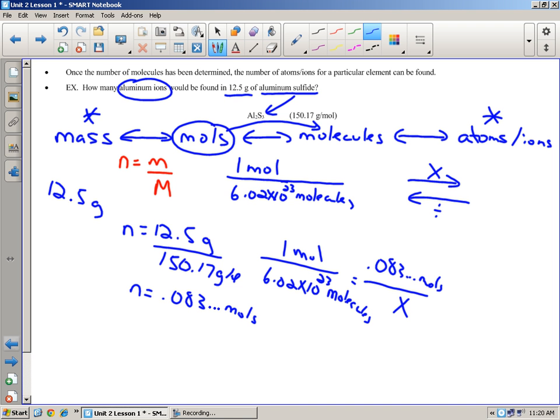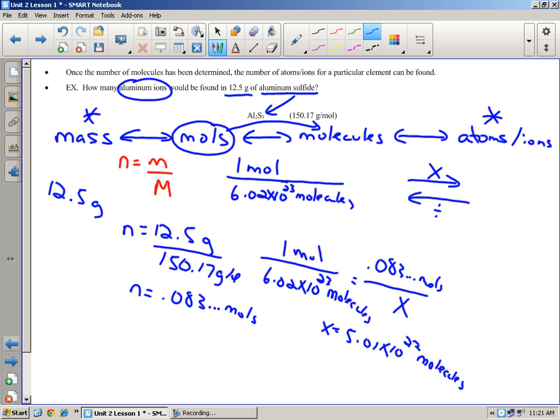Okay? So 0.083 times 6.02 is 5.01 times 10 to the 22 molecules. So that's exactly what we did on the last question, yes? 5.01 times 10 to the 22 molecules. The last part is this now.